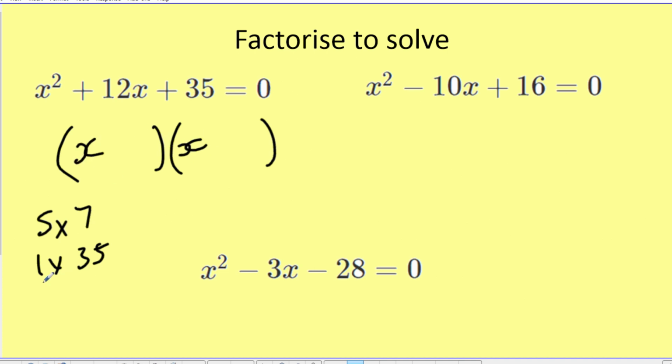Obviously getting your times tables down is really good, so you can know these off the top of your head. It's going to be really useful. So both pluses, because these are both pluses. So 5 and 7 makes 12, good. So put 5 and 7 in there. So what we've done now, we've got plus 5 and plus 7.